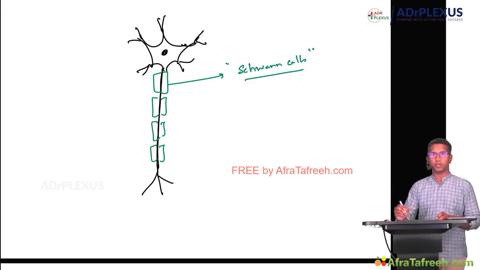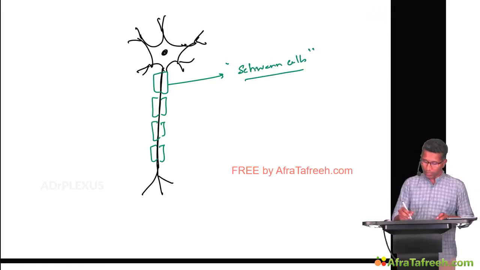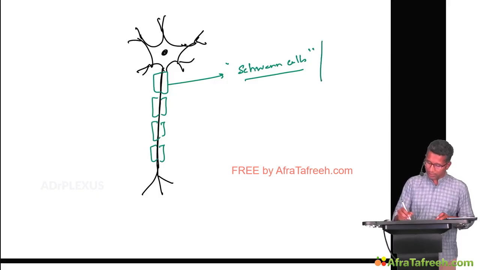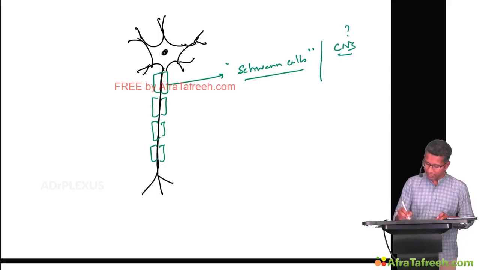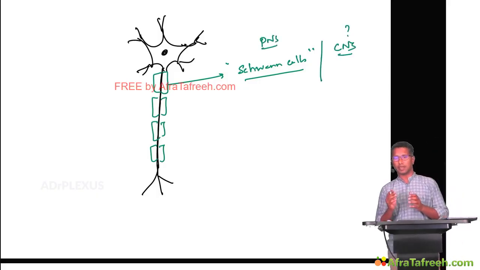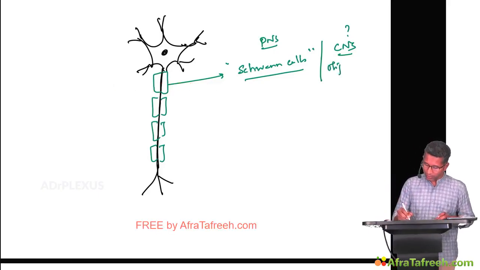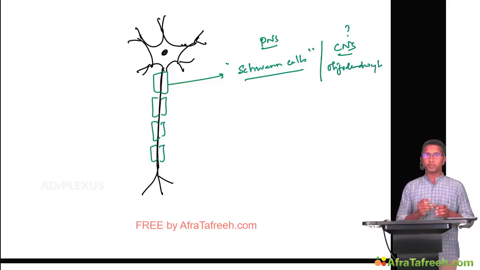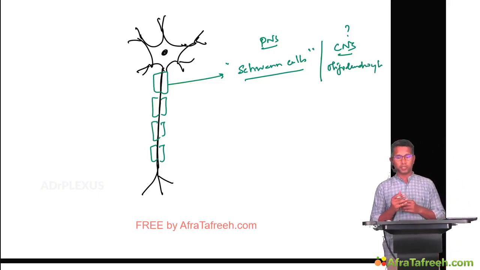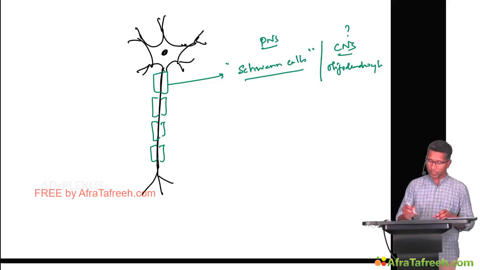Yes, very good, Anashwara. So what is the cell that contributes to the formation of myelin sheath in the central nervous system? This was the peripheral nervous system. In the central nervous system, it is the oligodendrocyte. Excellent. So what is the difference between Schwann cell and oligodendrocyte?